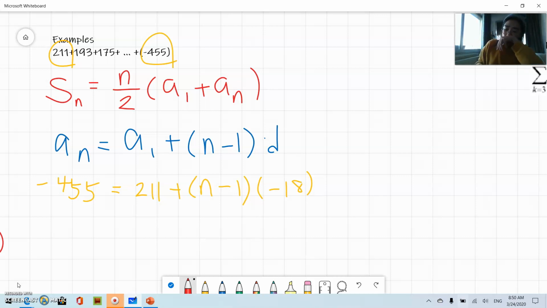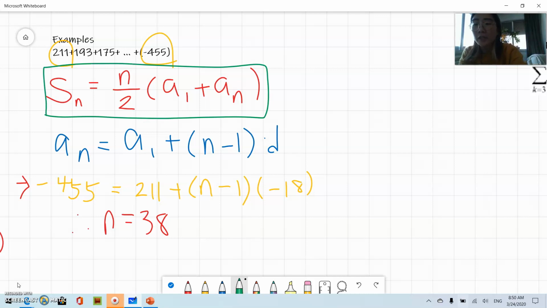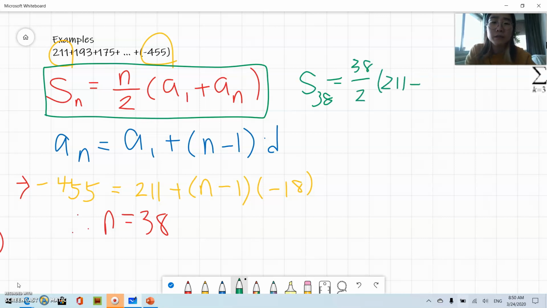It says n is 38. So if you solve this equation right here, you get n equals 38. So then, now we can finally use the series formula. So S of 38 is 38 over 2 times (211 plus negative 455).